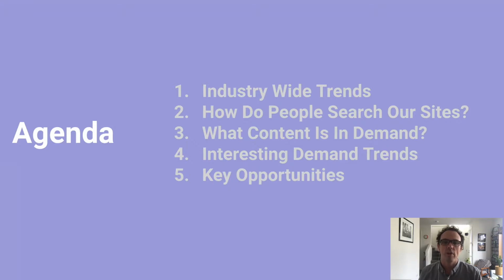We're going to touch on 5 key areas today. In order for you to get the most value out of this session as possible, I wanted to highlight some industry-wide trends that we're seeing. These are trends that we've seen internally that are backed up by many industry articles that get published throughout the year. I will briefly look at the major way people search for content on our platforms. This could influence how you tag your items. I will have a look at what types of content are in demand. We'll highlight some interesting demand trends, and we'll explore some key opportunities that exist for graphics on our marketplaces.